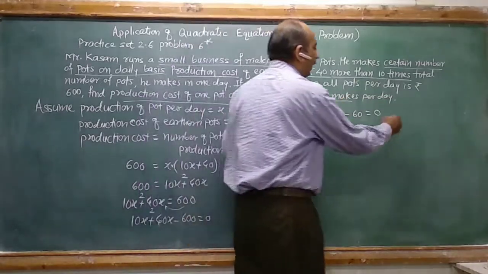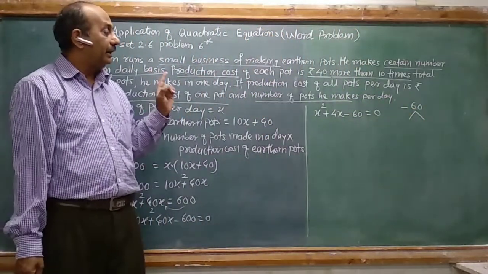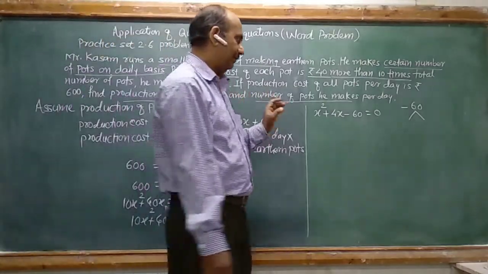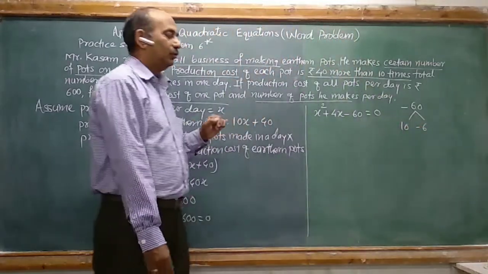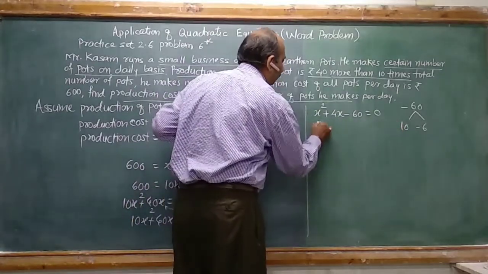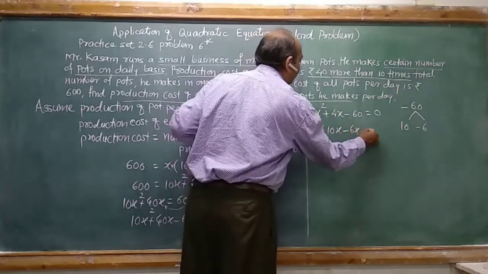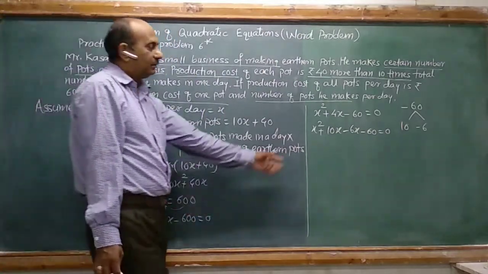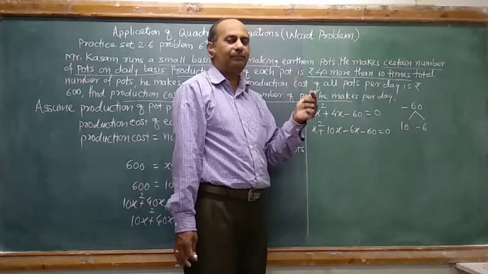Now factorize minus 60 in such a way that the addition will be 4 and the multiplication will be minus 60. So this comes to plus 10 and minus 6. If you substitute this 10 and minus 6 here, what will you get? x square plus 10x minus 6x minus 60 is equal to 0. So this quadratic equation we have solved by the splitting the middle term method.